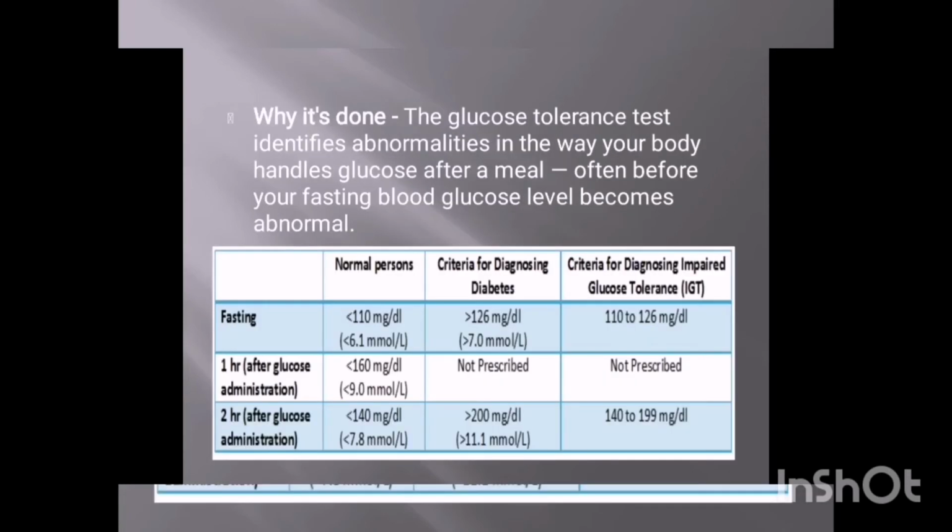So why is it done? The glucose tolerance test identifies abnormalities in the way your body handles glucose after a meal, often before your fasting blood glucose levels become abnormal.